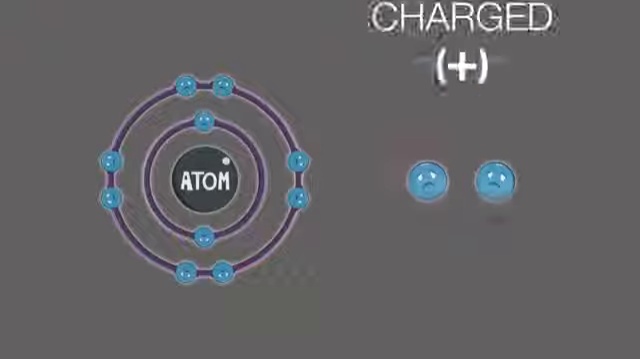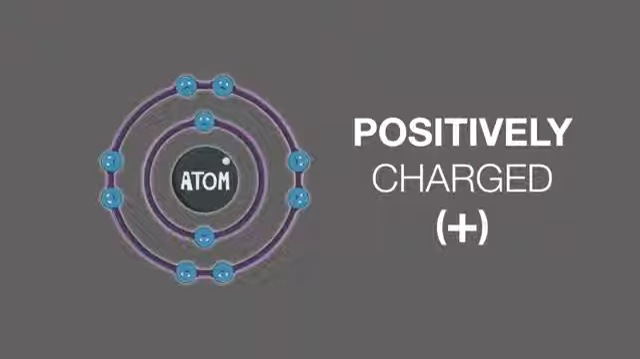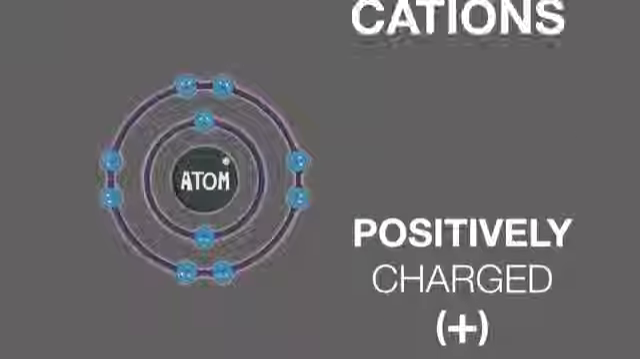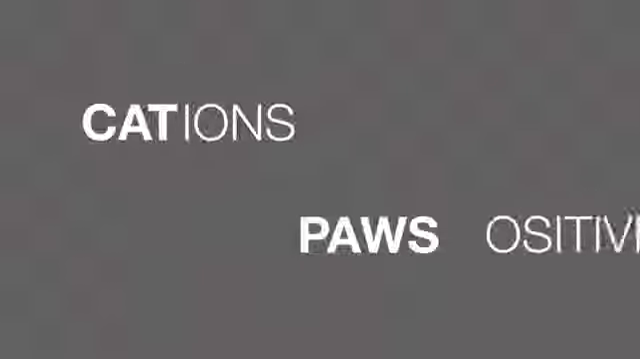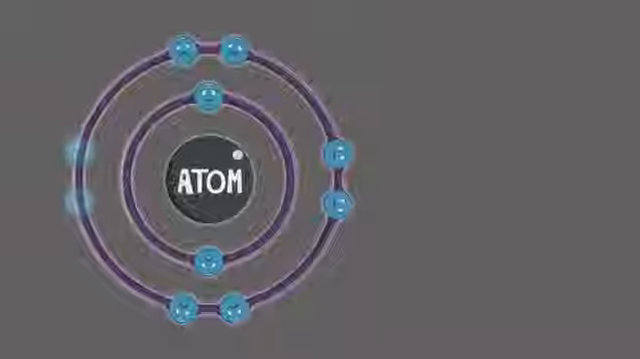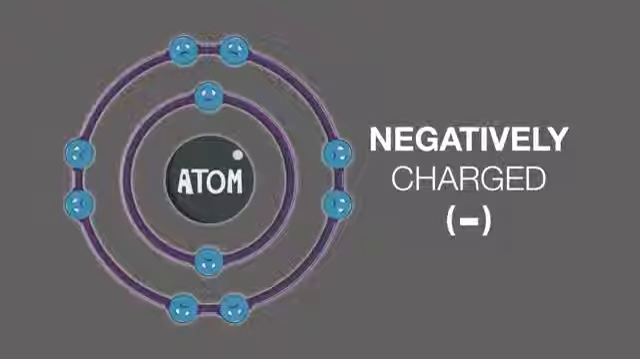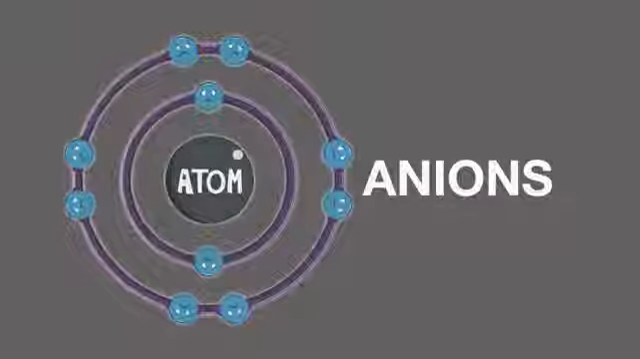When an atom loses electrons, they become positively charged. Positively charged ions are called cations. An easy way to remember this is to recall that cats have paws. When an atom gains electrons, they become negatively charged. Negatively charged ions are called anions.